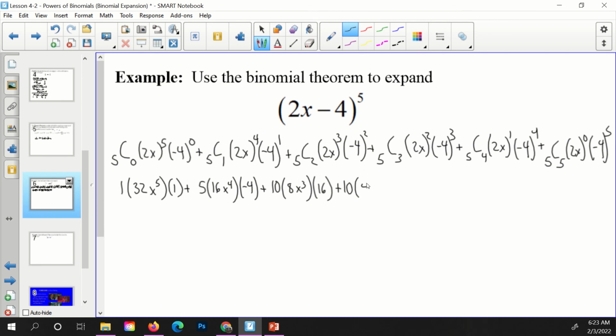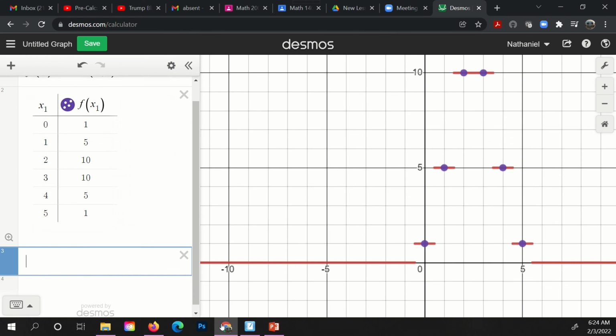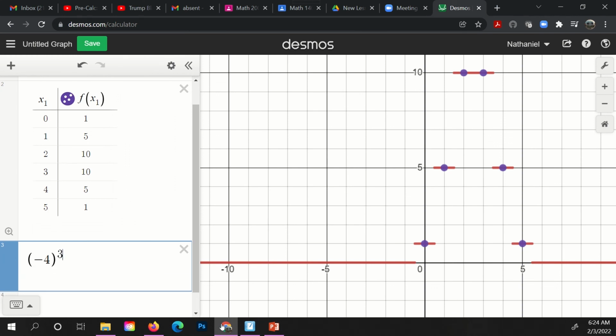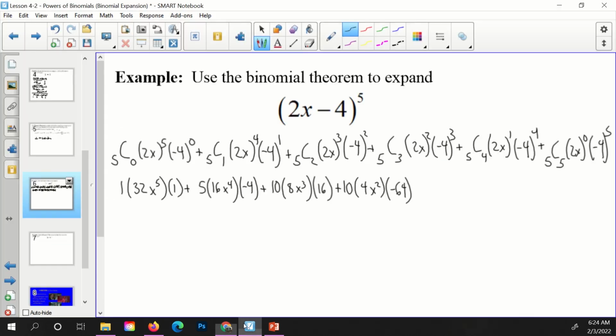2 squared is 4, x squared. Negative 4 to the 3rd. Well, negative 4 to the 3rd turns out to be negative 64. And I've calculated this off to the side. But if you wanted to, you could go to Desmos and type negative 4 raised to the 3rd. It's negative 64. I've done it on paper.